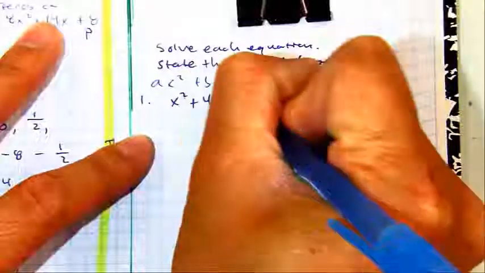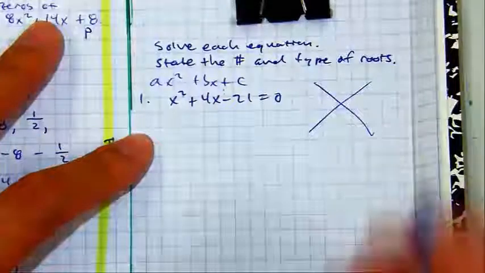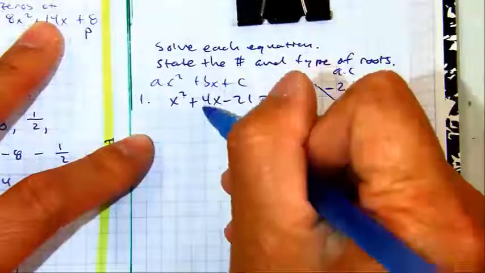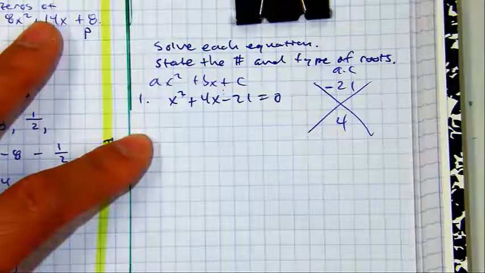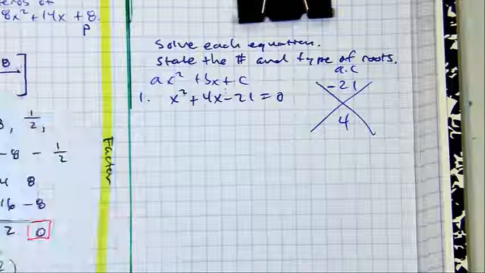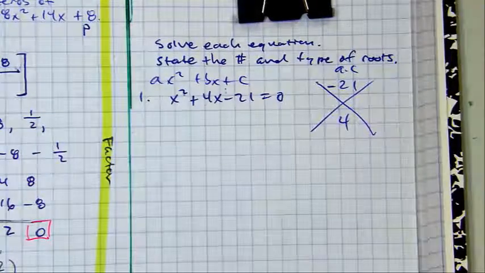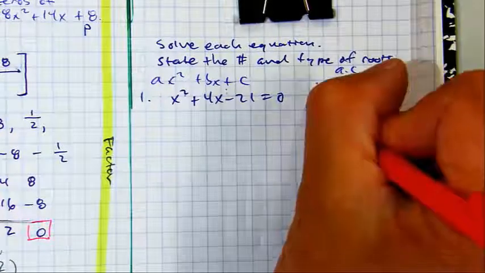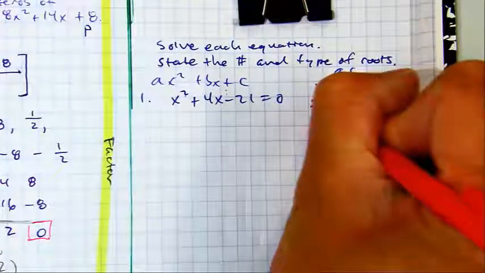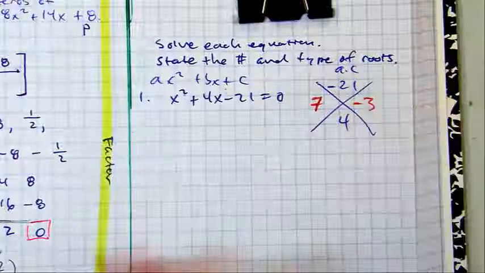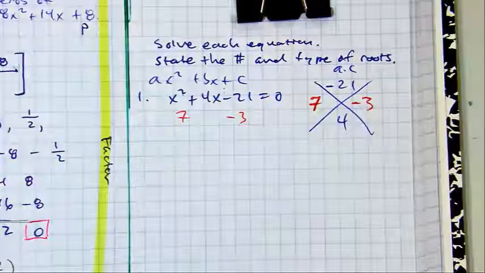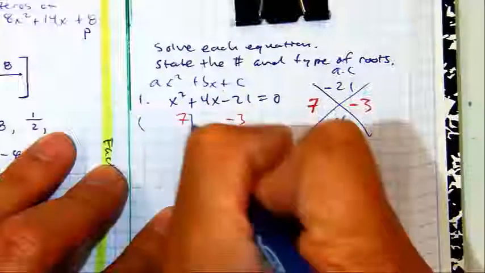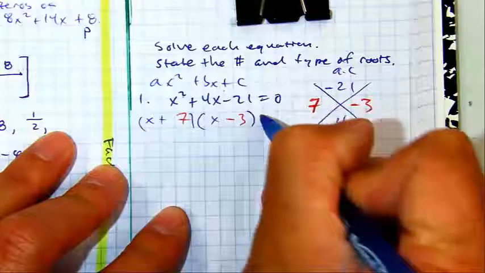ax squared plus bx plus c. Class, what is a times c? B value? It's 4. Partner B, tell partner A the two numbers. Sarah R, the two numbers. 7 and -3. So now I'm going to write that x plus 7, x minus 3 equals 0.